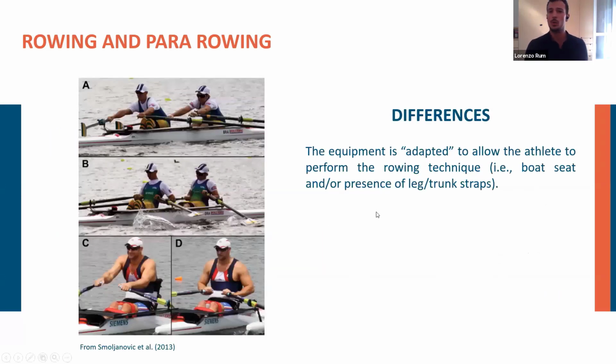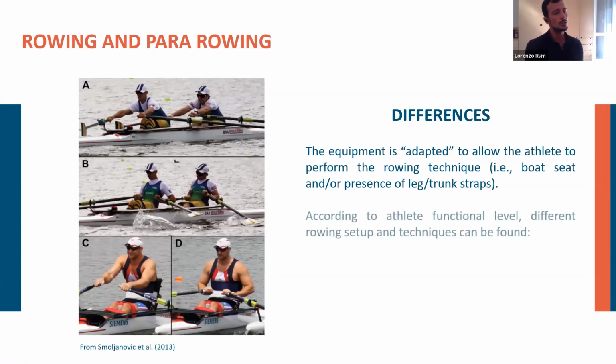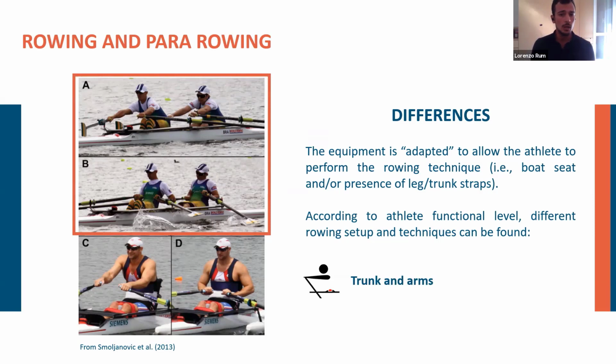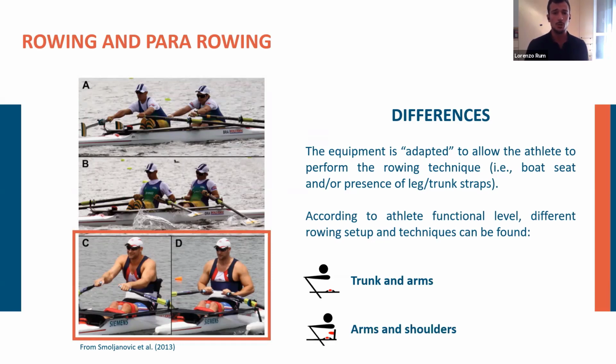Among the differences, first we find the equipment modification: the equipment is adapted to allow the athlete to perform the rowing technique. So we can find on the boat or on the ergometer the presence of boat seats or leg or trunk straps. According to the athlete's functional level, we can find different rowing setups and techniques, both on boat and on ergometer. The first one involves the use of leg straps and includes the athletes that have motor control of trunk and arms, and they use these body segments in order to propel the boat. The second setup uses both leg straps and trunk straps plus a boat seat, in which the athletes use both arms and shoulders in order to propel the boat.